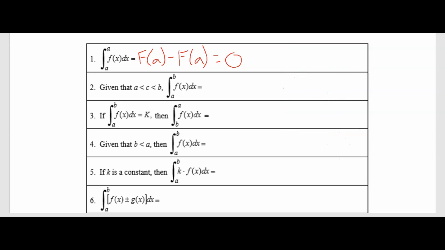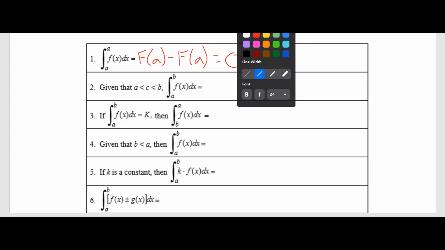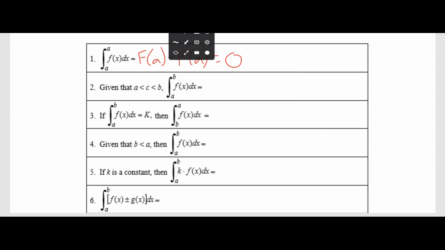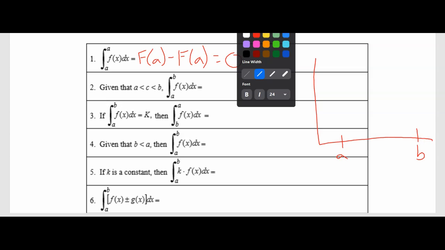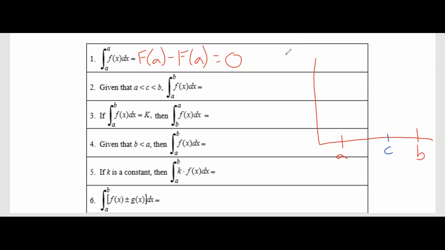Here, we are told that there's a number in between the limits of integration. So we have an interval a to b, and we know that there's some c value in between. Let's do a visual example first. Here's a, here's b, and there's going to be some c value in here. We don't know exactly where it is, we just know it's between a and b. Well, if here's my function, the first way I could find the area is to find the entire area from a to b, and that would be the answer to my definite integral.